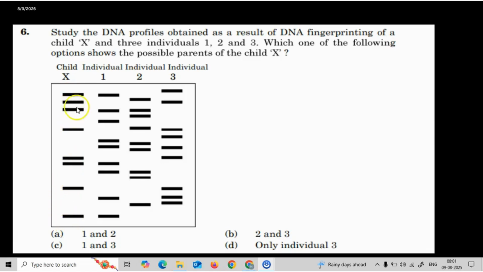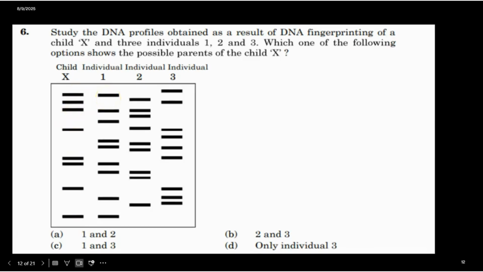So the first band of the child X will be similar to 1. So let's put one tick mark over here, and whichever individuals get more tick marks will be the parents. In that way we will find out. See the second one, it is similar to this 3, and this is similar to this one, and a little bit of similarity is here for 2, right?